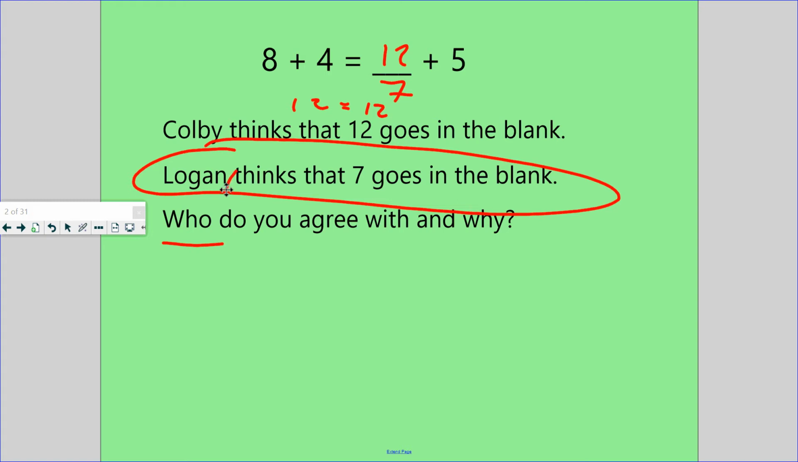Because an equation is where the left side is equivalent to the right side. So what does the left side equal? 12. What should the right side equal? 12. So what plus 5 equals 12? 7. So that's why Logan is correct. Be careful, because some people think 8 plus 4 is 12, 12 plus 5. If this was an order of operations, I could see why it'd be 17, but it's asking what should both sides be equivalent to? 12.